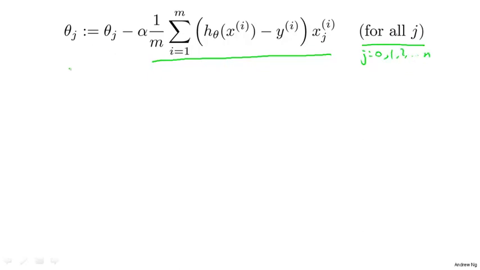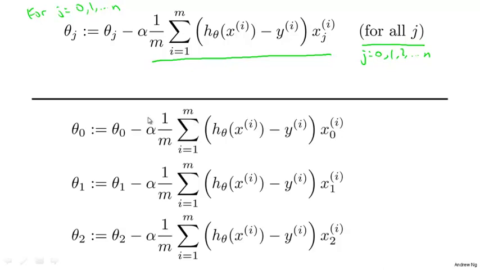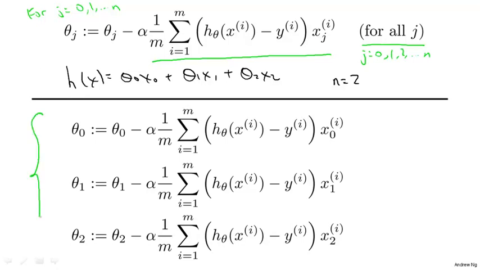And so usually we would wrap this statement inside a for loop that says, for j equals 0, 1, up to n, carry out this update. And so we would like to vectorize this. Let me actually take this for loop and unwrap it. So this is what the for loop is doing. It's really saying for j equals 0, 1, and 2. So for this example, I'm assuming that h of x equals theta 0 x0 plus theta 1 x1 plus theta 2 x2. So if n equals 2, so I have 2 features, I'm unwrapping this for loop into these 3 statements down here. And as usual, we want to carry out these updates simultaneously.